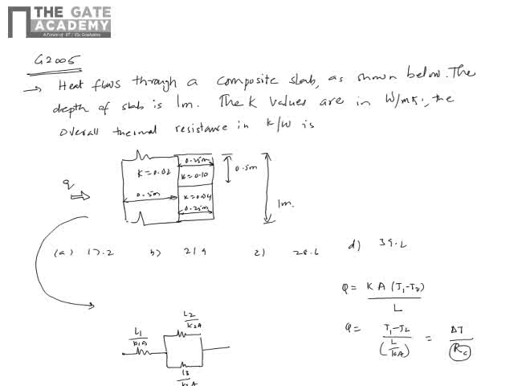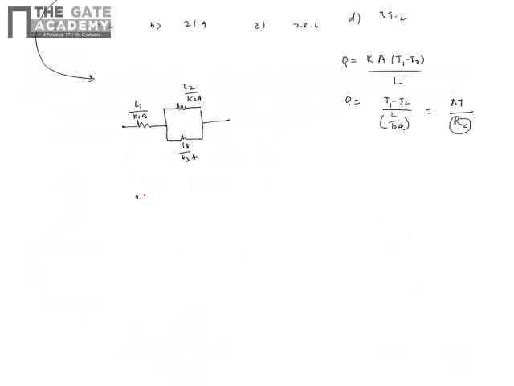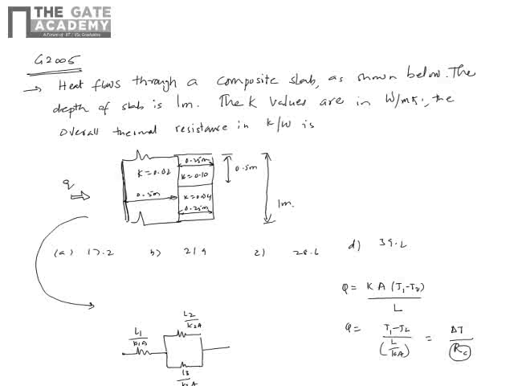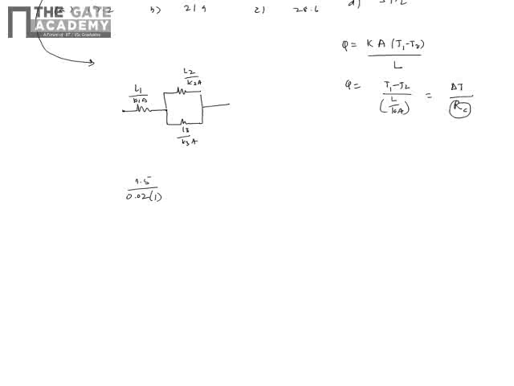And what is asked is the overall thermal resistance. So let's plug in the values first. L1 is 0.5, K1 is 0.02. The area of cross section is this into the depth. This is 1 meter and depth is 1 meter. So for the first slab, the area of cross section is 1 into 1. So L1 by K1A is 0.5 by 0.02.